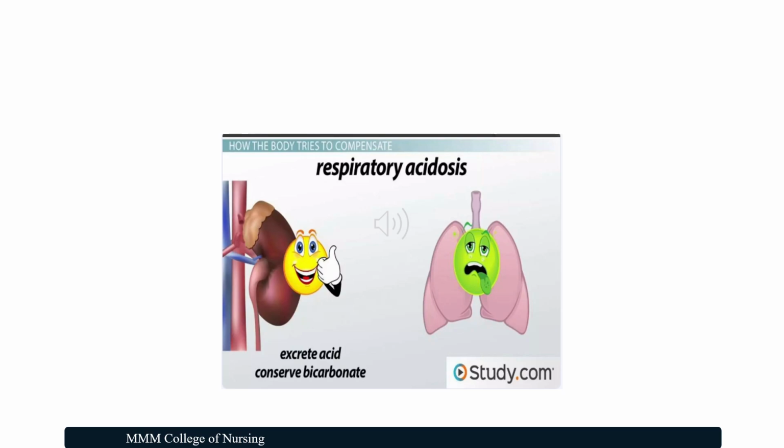Here we are going to see how the body tries to compensate in respiratory acidosis. When the kidneys excrete more acid, there is a decrease in the pH level and the urine becomes acidic. When the urine becomes acidic, there is a compensatory increase in the bicarbonate level also.